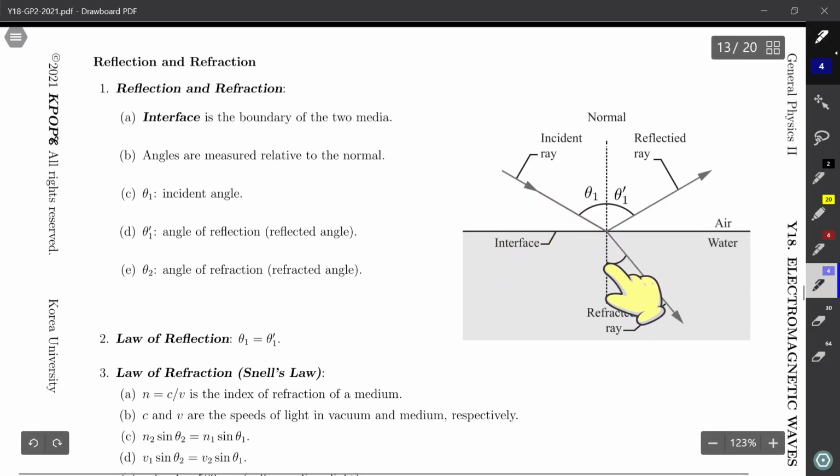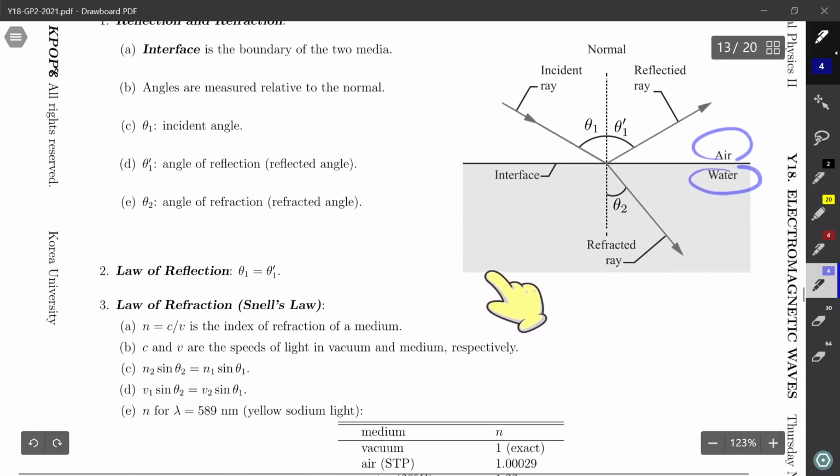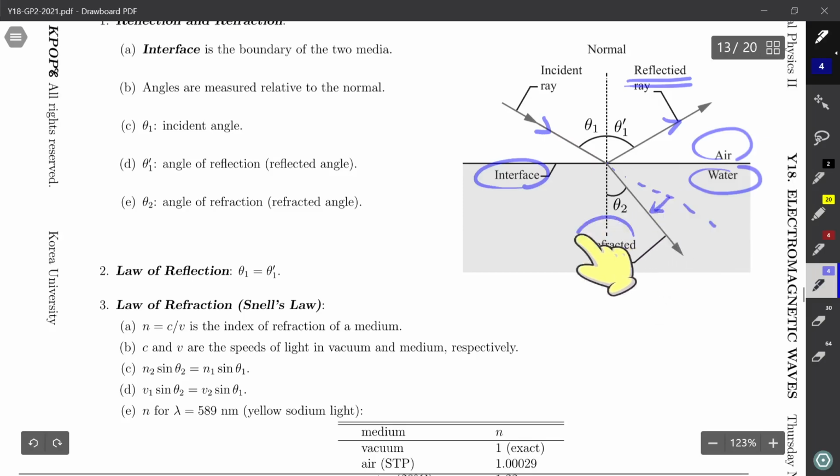When light travels through two media, for example air and water, it reflects into the same medium. It also passes through the boundary interface, and when it passes the interface, the path is deflected. That is called refraction.